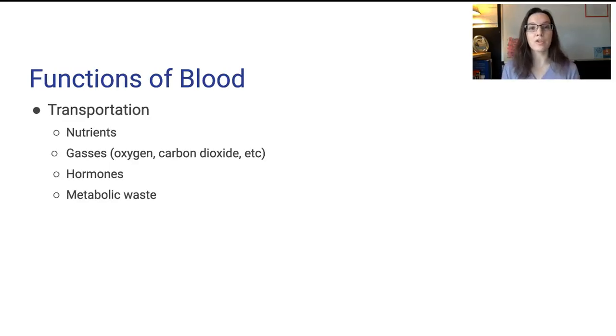So what are we transporting? Well, the first thing is nutrients. When you eat something, you are going to absorb the nutrients, and then those nutrients need to get to your cells. So they're transported in the bloodstream. We transport gases like oxygen and carbon dioxide. We breathe in oxygen, that also has to get to the cells. Your cells make carbon dioxide, and then that has to get to the lungs, and so it's transported through the blood. We also transport hormones.